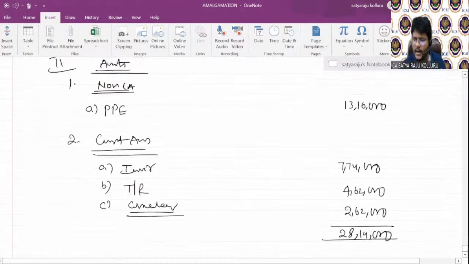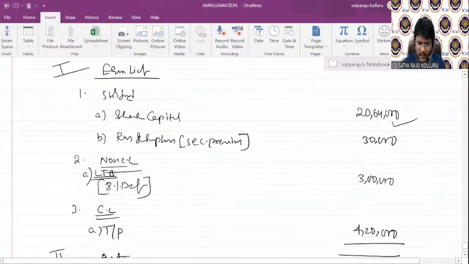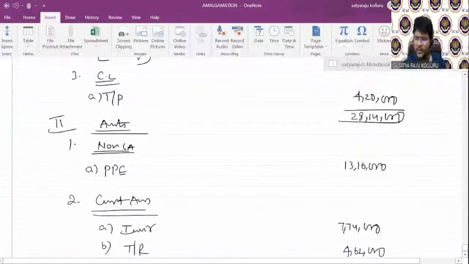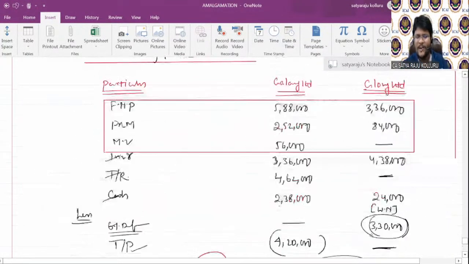Am I right? 28,14,000. You can make it total of the liabilities: 20,64,000 plus 30,000 plus 3 lakhs plus 4,20,000, which I got 28,14,000, which is tallied. You can cross check. How much time did it take for me, guys, to complete the problem? Hardly within 10 minutes, I completed the entire problem.